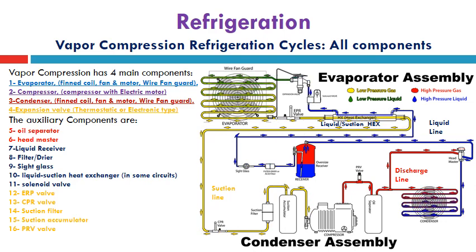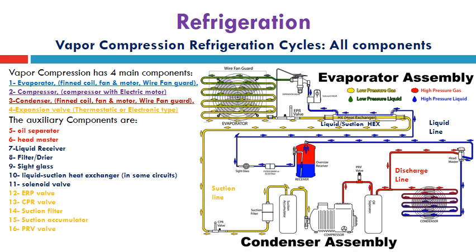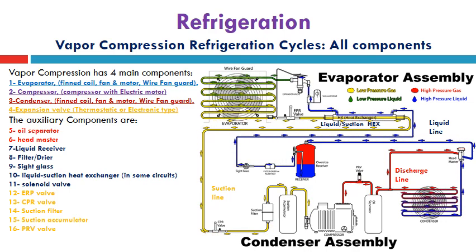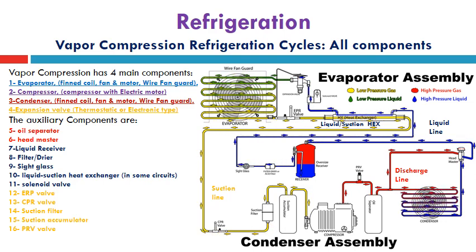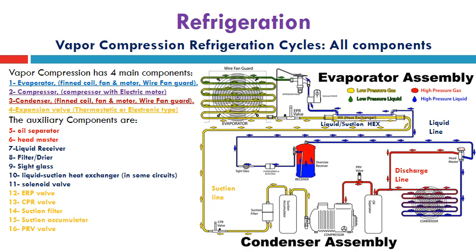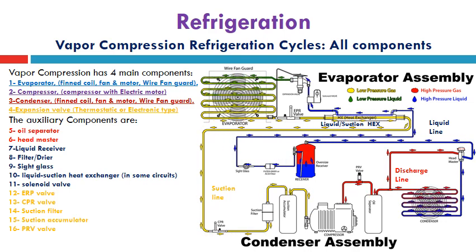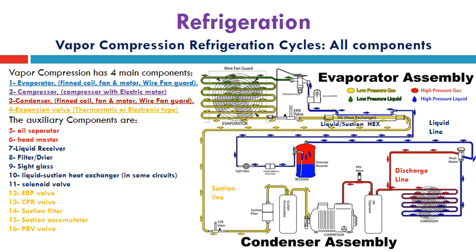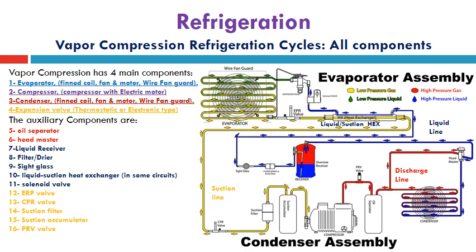The liquid line, which provides the liquid from the condenser to the evaporator inlet, is shown in blue. However, the suction line, which provides the vapor from the evaporator exit to the suction of the compressor, is in yellow. And finally, the discharge line, which connects the discharge of the compressor to the inlet of the condenser, is shown in red.